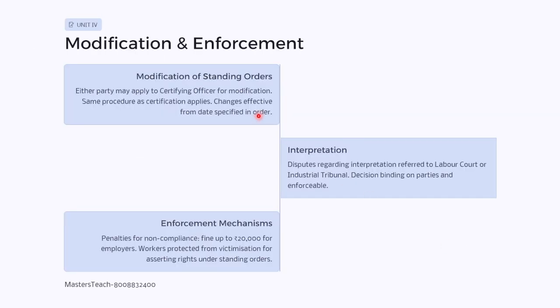So modification and enforcement. Modification of standing orders. Either party may apply to the certifying officer for modification. The same procedure as certification applies. Changes are effective from the day specified in the order. Interpretation. Disputes regarding interpretation are referred to the labor court or industrial tribunal. The decision is binding on parties and enforceable. Enforcement mechanism. Penalties for non-compliance: fine up to 20,000 rupees for the employer, and workers are protected from victimization for asserting rights under standing orders.